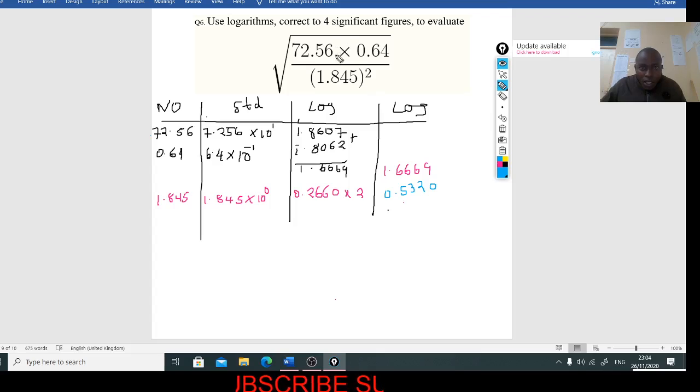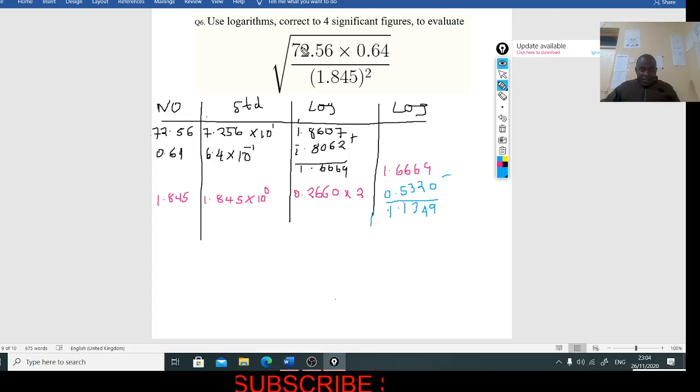Now, because the two are divided, I subtract. After subtracting, I get a 9, I get a 4, I get a 3, I get a 1. 1 minus 0 is 1. I have not found a negative characteristic.